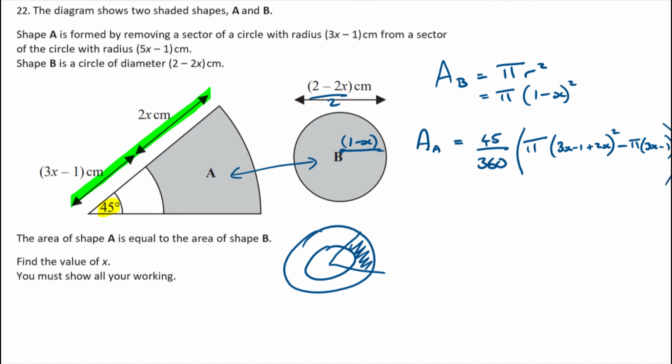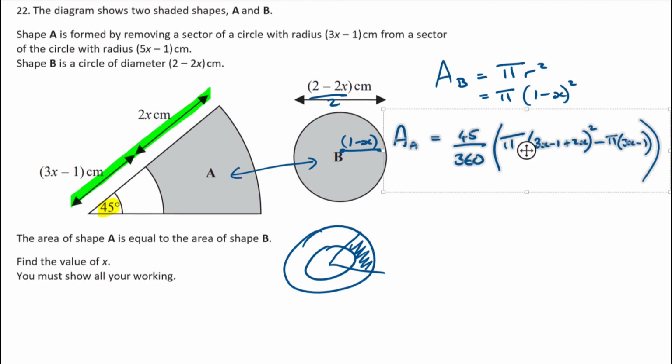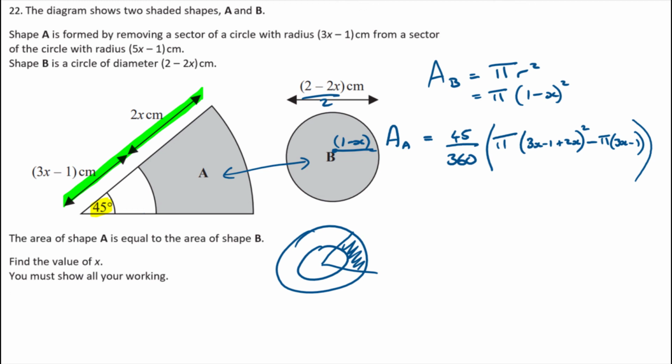Okay, it seems to have budged a bit off the edge of my page. Let me budge that back over again so you can see it all. So now what? Notice I've got a pi in here twice, so I'm going to factorize that pi out. So it's going to be 45 pi over 360 lots of 3x minus 1 plus 2x, which is 5x minus 1 all squared, minus 3x minus 1 all squared.